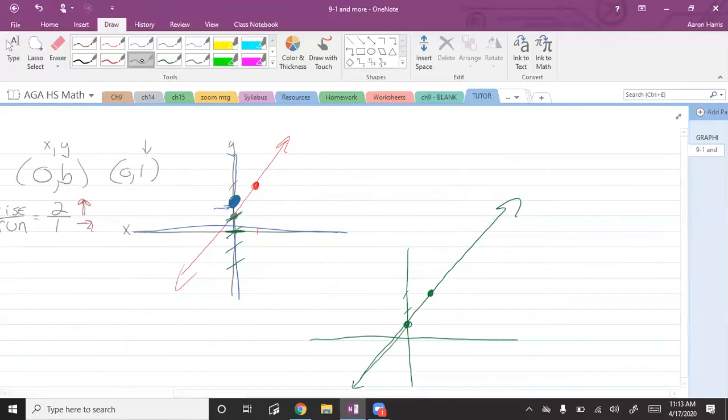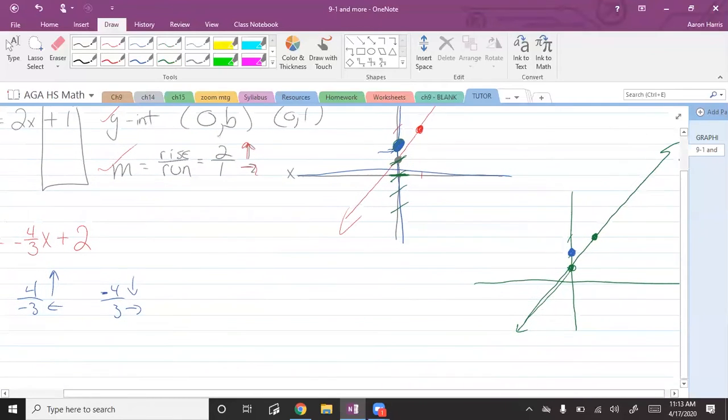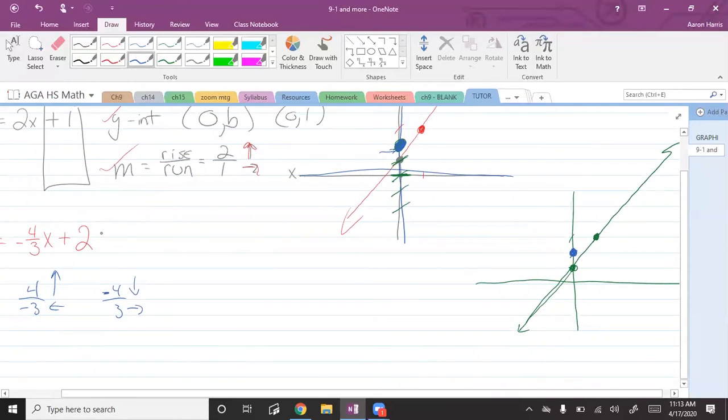Now you said go up 2, correct? Yes. Go up 2 and then to the right 1. Oh, we're doing the new one? You're doing yours. All right. So we went up 2. And then from there, you go down 4. 1, 2, 3, 4. And then you go to the right 3. So here's 1, here's 2, here's 3.